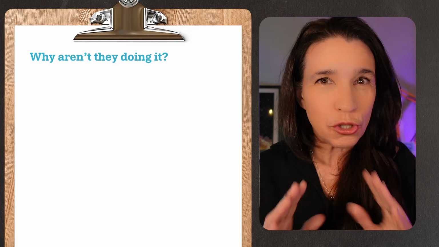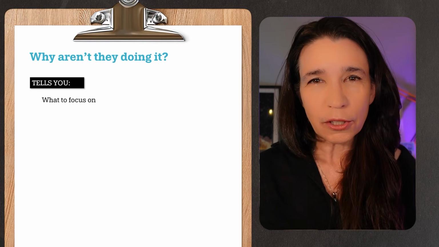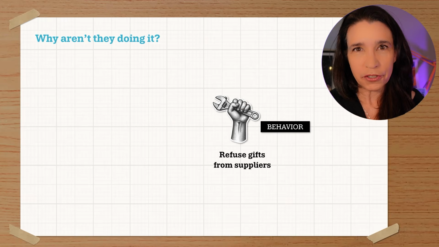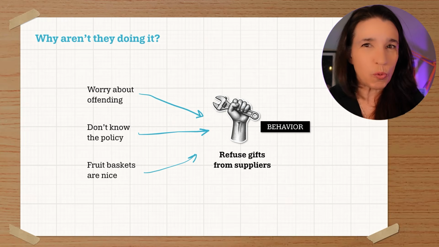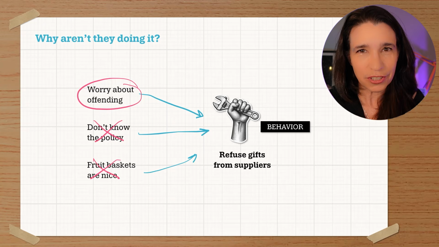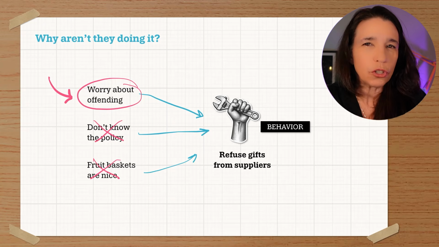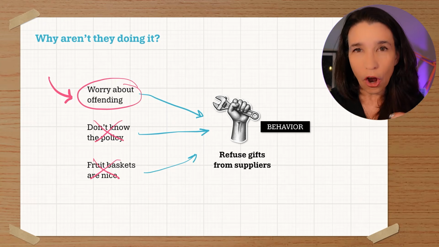And this question does 2 things for you. First, it tells you what to actually train people on. Let's say you want learners to refuse gifts from suppliers. There may be a few possible reasons why they're not doing that, but if you know that it's because they're worried about giving offense, then you're not going to train them on the policy which they already know. It's not about knowledge. Instead, you're going to train them on how to refuse, what to say in order to handle that discomfort.